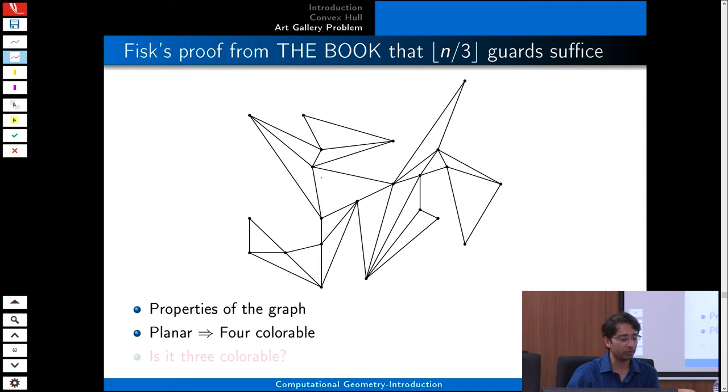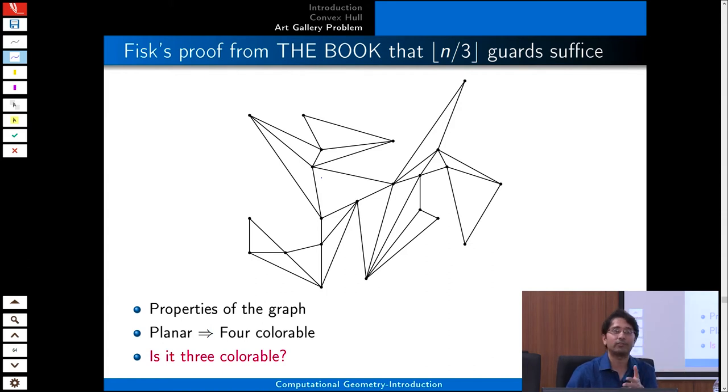I ask you a different question. Okay, this is a planar graph, but it is a very special kind of planar graph. Can we say that this graph is three colorable? I don't know that yet, whether the graph can be three colored or not. Don't jump to the conclusion that easily. Let's see whether the graph is three colorable or not.